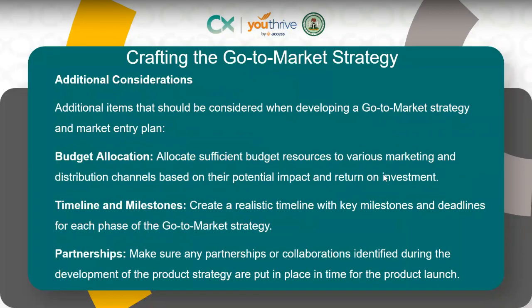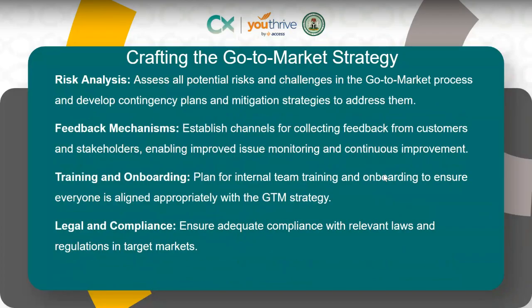All right. So, aside from that, the other things I also consider, like I said, go-to-market strategy is a very broad aspect. The other thing you might want to consider as well, you're looking at your budget allocation, how you are budgeting for each channel. You're looking at milestones and timeline. All right. You're looking at partnerships, making sure any partnership and collaboration is identified. So, what are the partners that we need at this stage? You're looking at that as well. You're looking at your risk analysis, assessing all the risks involved in those challenges, your marketing, go-to-market processes, and developing contingency plans and mitigation strategies to address them. Those are things that you are developing as well.